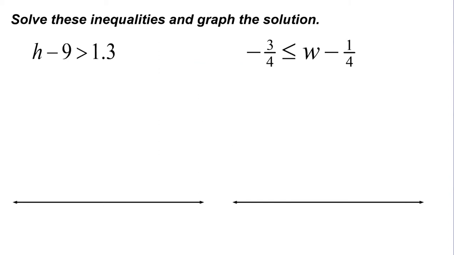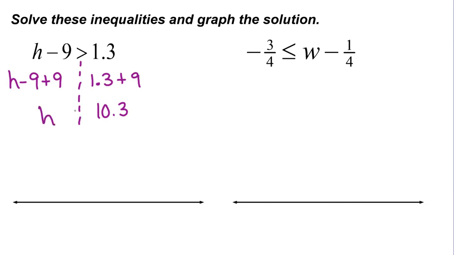Here I have a subtraction problem, so I don't really have to worry about flipping the inequality at all because there's no multiplication or division in this problem at all. So I can just take that off the table right away. I'm going to undo the subtraction here by adding 9 to both sides of this inequality, and 1.3 plus 9 gives me 10.3, and then h minus 9 plus 9 is just h, and then again my inequality symbol is not going to flip, so h is greater than 10.3.